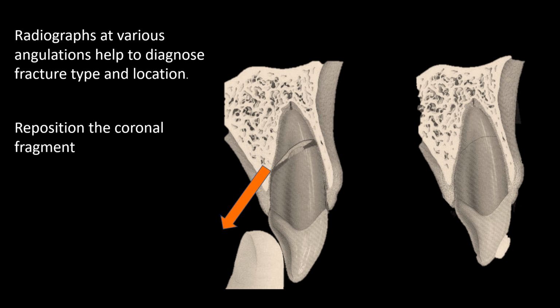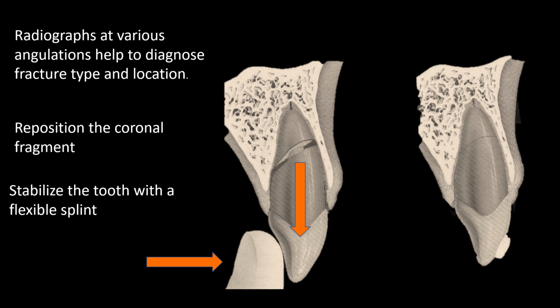Supposing your coronal fragment was displaced in the direction of this arrow which has been shown. What do we do? We use finger pressure to reposition it to its correct original position. Once we do that, we take another radiograph to check the position, whether it is correct or not. In case it is correct, we stabilize the tooth with a flexible splint for about 4 weeks. And we do that so that hard tissue callus gets formed.